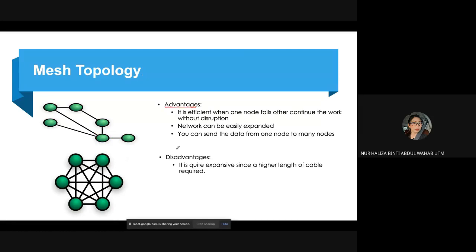So what are the advantages and disadvantages? So of course you can see the disadvantage is that it is very expensive. And the advantage is the network can be easily expanded. You can send data from one node to many. You can have the broadcast. So over here, you can broadcast to all devices inside the network. Same goes to here, you can do the broadcast, but you are passing through this node, and after that, it will broadcast to others. So over here, let's say one node fails, so others will not be affected because you have other connections to communicate with each other.